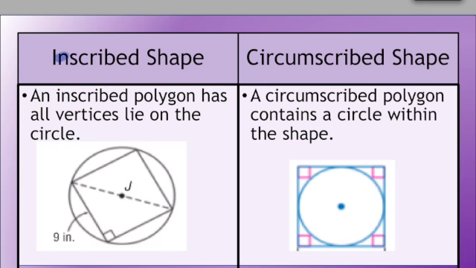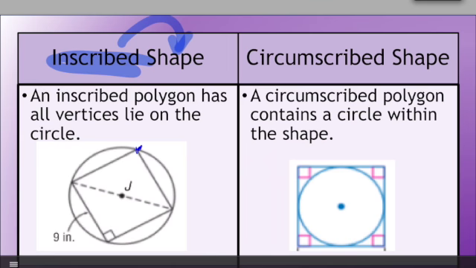This keyword inscribed is just describing the shape. It's not describing the circle. The circle is not on the inside. The shape is the one that's on the inside of the circle. That's kind of how I always remember it. But to be specific, an inscribed polygon has to have all the vertices lie on the circle. Otherwise, technically, it's not inscribed. All those vertices have to lie right on that circle.